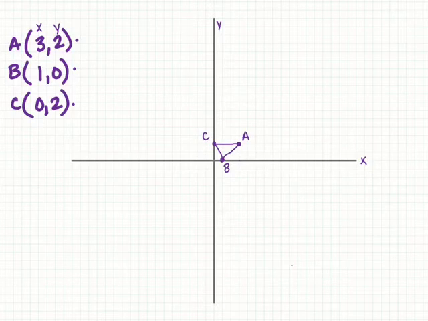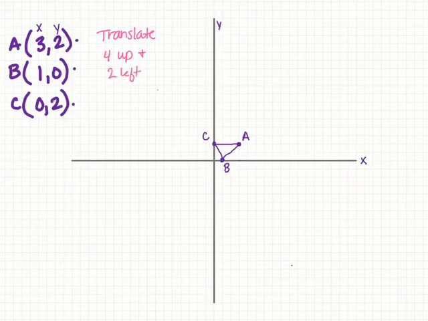Okay. Now, if I were to just strictly say, translate that triangle, okay, I would get lots of different answers because you don't know where to translate it to. So you're going to need to be given a set of directions for where you need to translate it. So let's say we're going to take this triangle and we're going to translate, let's go 4 up and 2 to the left. 4 up and 2 left.